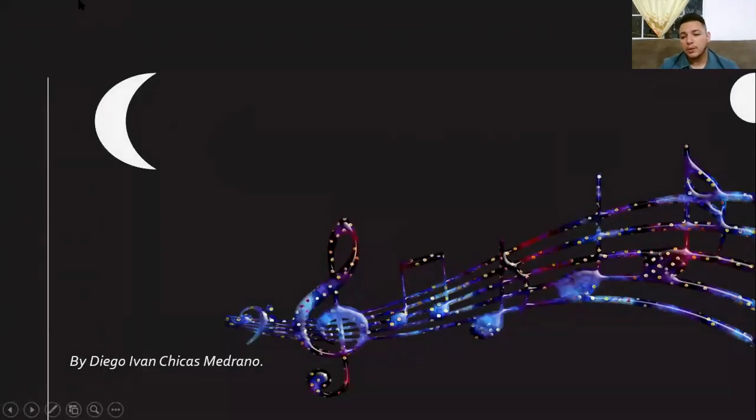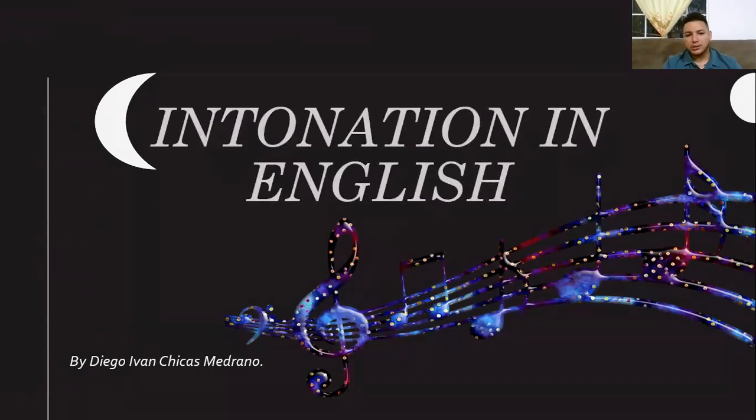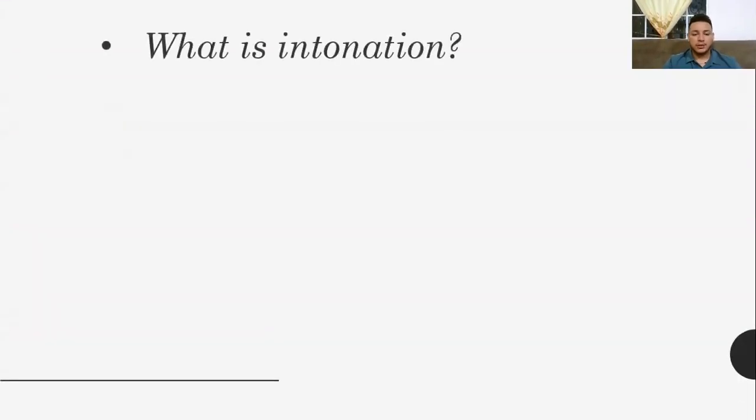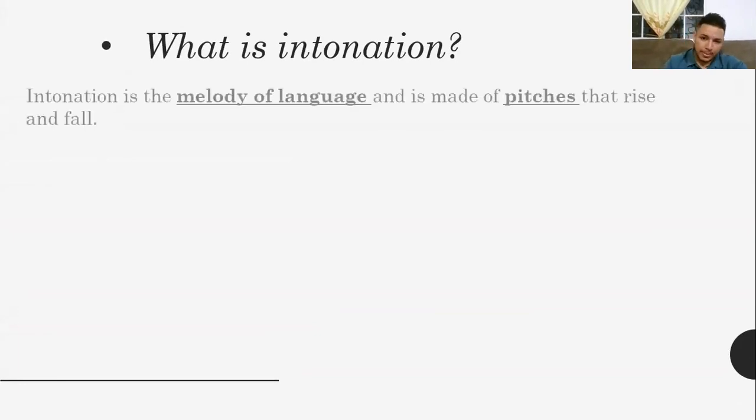My name is Diego Chicas, and I'm going to explain one important subject, that is intonation in English. So let's start. First of all, we have to understand what intonation is. Well, intonation is the melody of language and it's made of pitches that rise and fall.